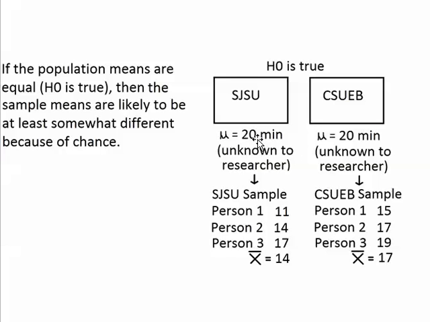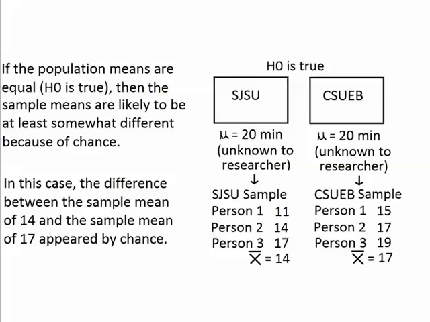If the two population means happen to be the same number, then the two sample means should both fall around that number. So just remember, if the population means are equal, the sample means should be, or likely to be, close to equal. You aren't likely to get a large difference just by chance.